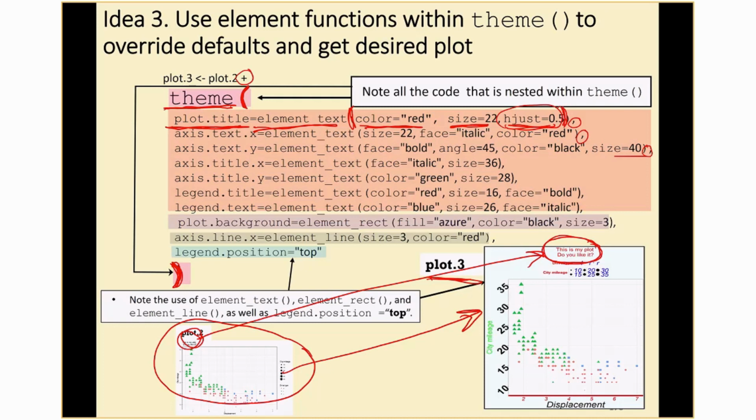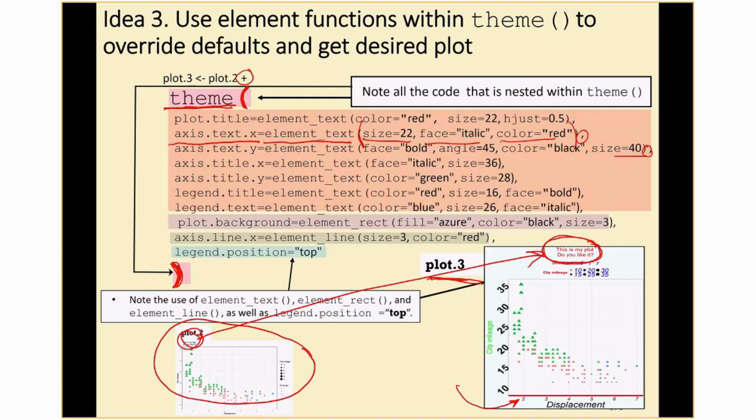And we're going to see that the process is going to be really quite similar in that we start off by identifying the element we're interested in. Axis text X. Where is the axis text X? Well, that's these numbers down here. So we identify them, we use the element text function, and we specify what we want. Size is 22, we've made them metallic, we've colored them red.